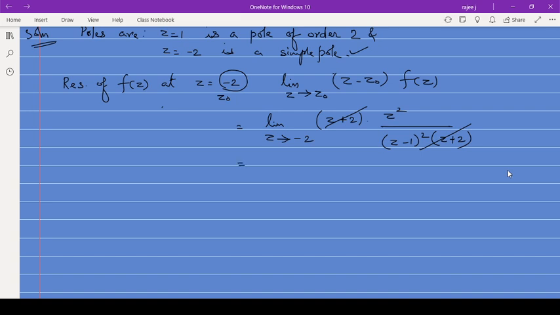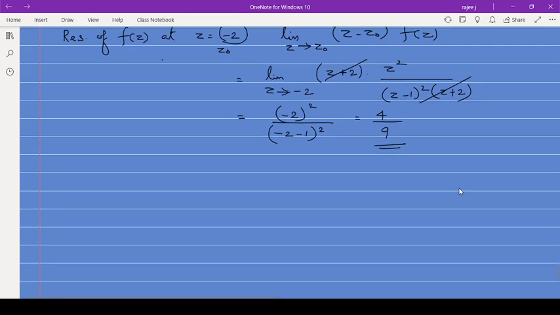So z plus 2 and z plus 2 is there, and we cancel that one. So now nothing is there which makes the denominator 0. Numerator can be 0, but always look that the denominator should not be 0. So now limit z tends to minus 2 means just replace z by minus 2. So minus 2 square upon minus 2 minus 1 the whole square. Okay, so minus 2 square is 4 upon minus 2 minus 1 is minus 3 square is plus 9. This is residue of f of z at z equal to minus 2.